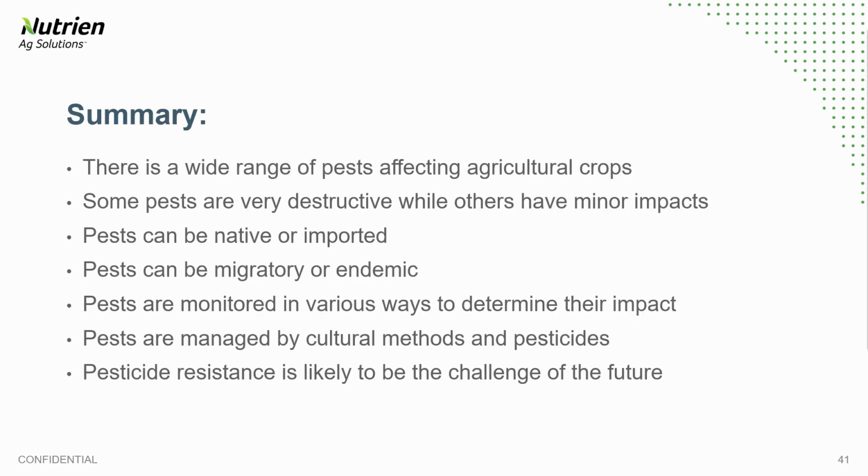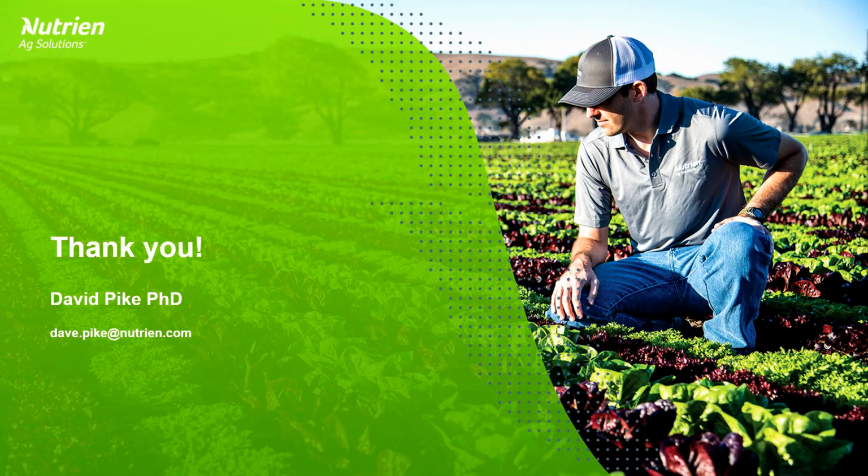In summary, there is a wide range of pests affecting agricultural crops, but their destructiveness varies greatly among pests. Pests are both native and introduced, and some move very little while others are migratory. The more destructive pests must be monitored to determine if and when they should be controlled. Pests are managed by both cultural methods and by pesticides. And finally, due to the complexity of managing resistant pests, there may be real opportunities for digital ag to assist growers with this challenge. Thank you.